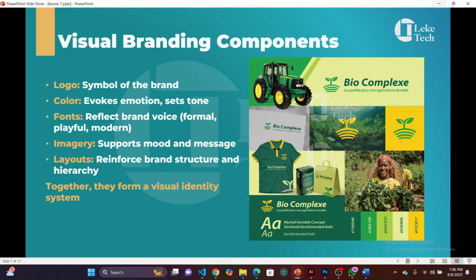The imagery supports the mood and the message. So let's say you're designing for an agri brand like the one we have here, a brand about farming, and your imagery is about showing top models. The images are very good, high quality, but they don't represent what this brand is all about. This brand is all about agriculture.